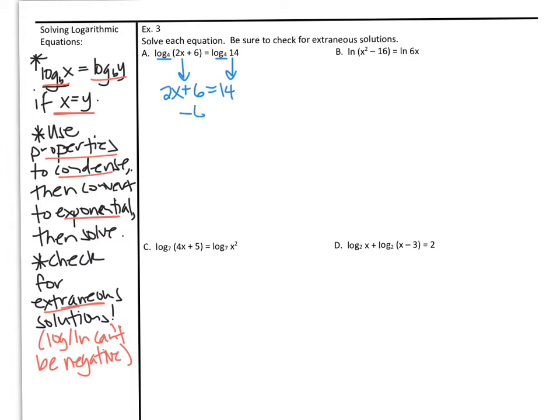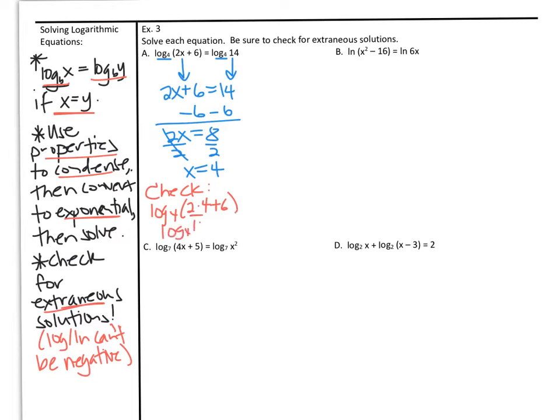From here, move 6 over and divide by 2. We'll get x equals 4. To check that, we simply plug it back in where x is in our equation. We have log base 4, and then in parentheses, 2 times x plus 6. That means 2 times 4 plus 6. Well, 2 times 4 is 8. 8 plus 6 is 14. Log base 4 of 14 would be a valid logarithm. Also, it equals log base 4 of 14 on the right. This means x equals 4 is a valid solution.